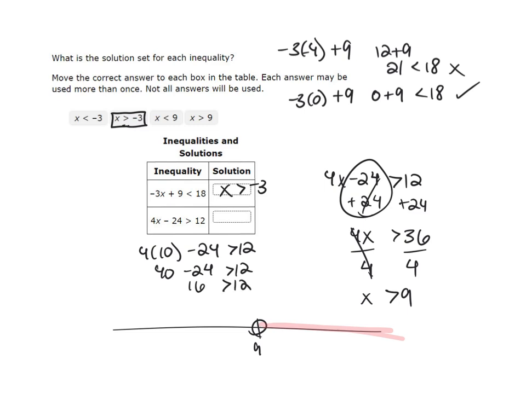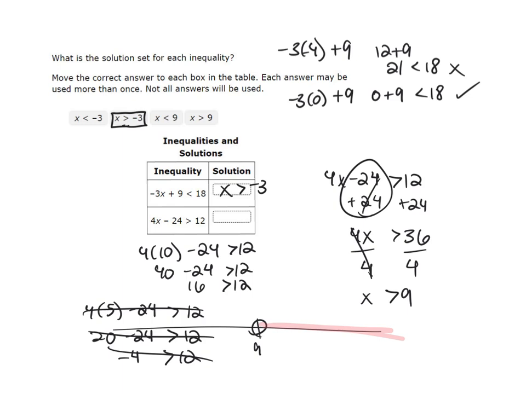Great. Now, just to confirm, any values that are less than 9 should not work. So let's try that out. Let's see, 5 is less than 9. Let's try 5. So 4 times 5 minus 24 should not be greater than 12. This should not work, right? But 20 minus 24 is not greater than 12 because 20 minus 24 is negative 4. That's not greater than 12. So this does not work. 5 doesn't work because it's less than 9.